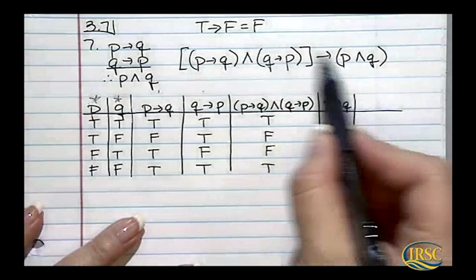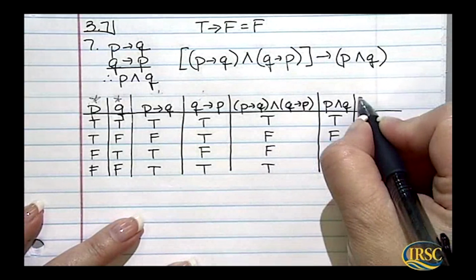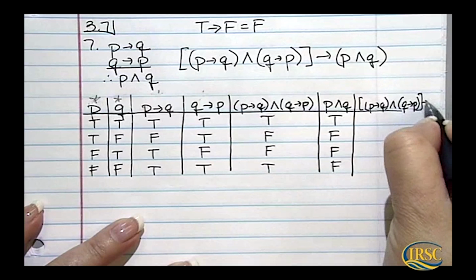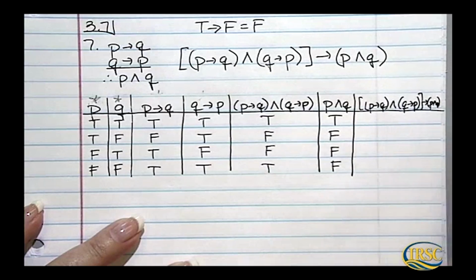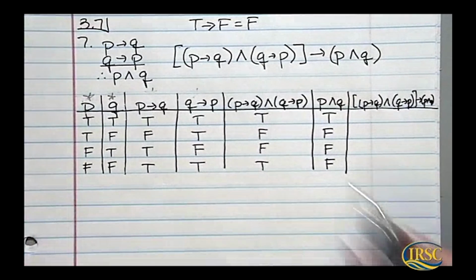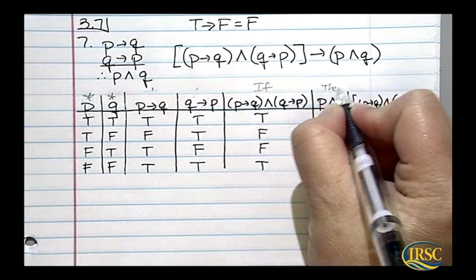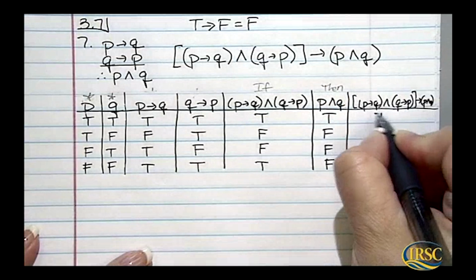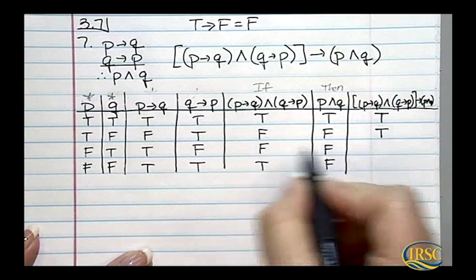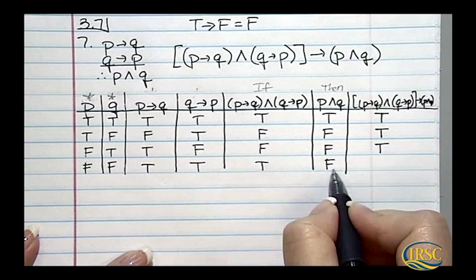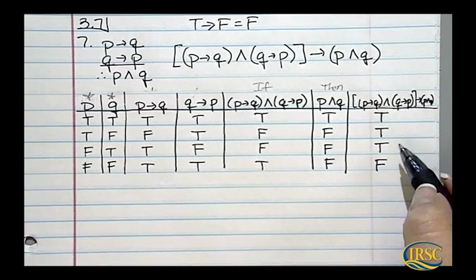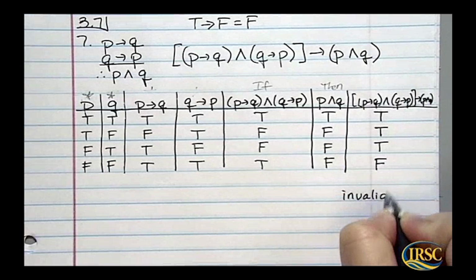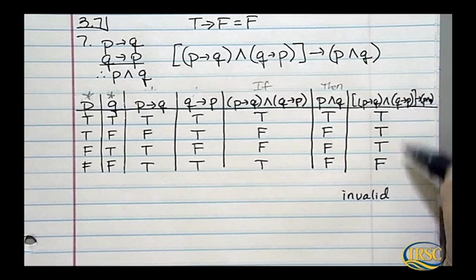And now we need to do the if-then between the premises and the conclusion. Okay, so the premises, this and statement is your if, and this is your then. So if true, then true is true. If false, then false, true. If false, then false, true. If true, then false, false. Okay, and so now we look at the last column. Is this valid or invalid? Invalid, because in order for it to be valid, it needs to be all trues. Good.